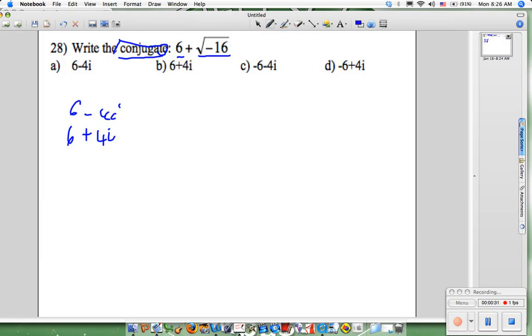Good. And if I say b, what's the conjugate of that number, for example, the plus 4i? Negative 4i. Negative 4i. And how about c? What's the conjugate of this number? It'd be negative 6 plus 4i. Okay. What's the conjugate of d then? Negative 6 minus 4i.